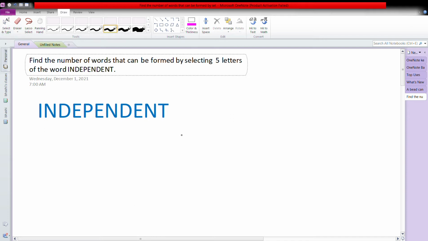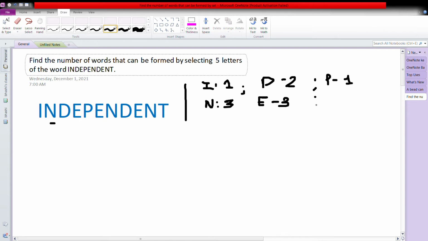Okay, let's start and count how many distinct letters there are and what their counts are. Let's start from I. There is only one I. Then N: there are 3 N's. Let's come to D: there are 2 D's. Let's come to E: there are 3 E's. There is only one P, and T is also 1. Great. So we have 6 distinct letters, and their counts are as you can see.